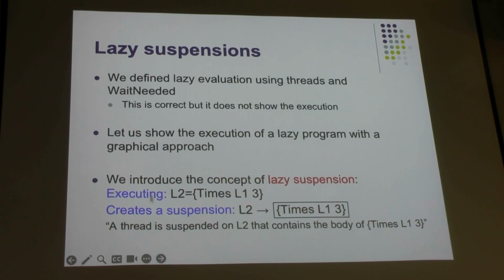So in order to do that, let me introduce a new concept called a lazy suspension. So I'm not adding anything to the model. I'm just looking at the model that we have, and I'm giving something a name. Okay. So when I have L2 equal times L1 3, remember in the semantics it creates a thread that does wait needed. Okay. Well, this thing I'm going to call a lazy suspension. Okay. Because the thread is suspended on wait needed, and I will make a diagram for this.